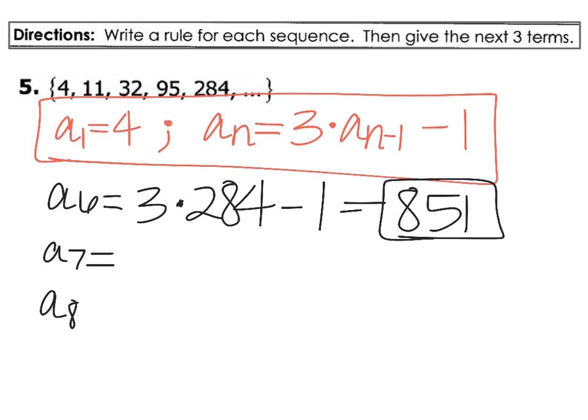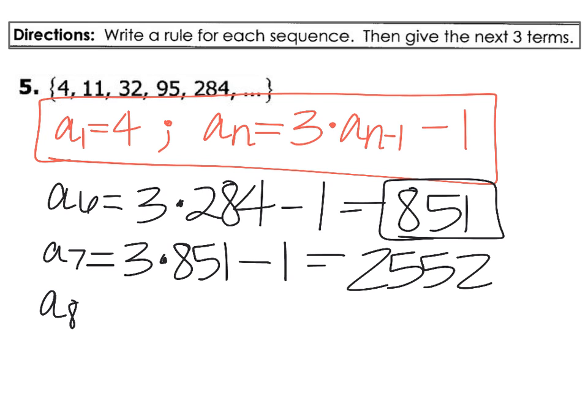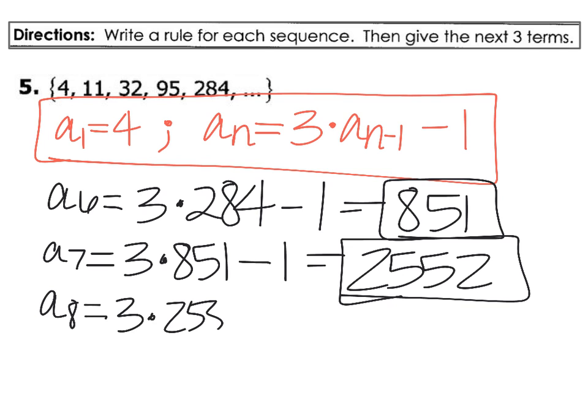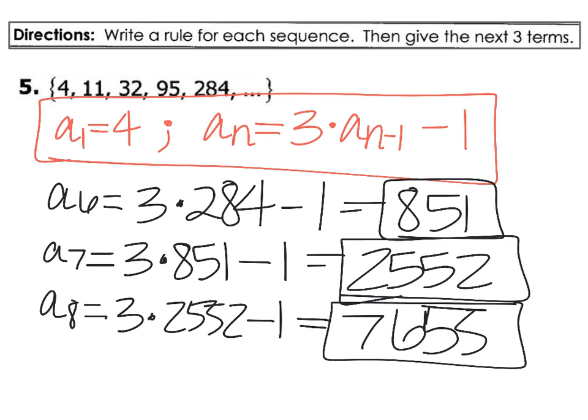Now to find the 7th term, 3 times the previous term, which we just found was 851, minus 1. Plug that into our calculator, do multiplication first, then subtract the 1, 2,552. Then our 8th term, we do 3 times the previous term we just found. Multiply these together, then subtract 1, and we get 7,655. And that's our 8th term. So there's our next 3 terms in the sequence.